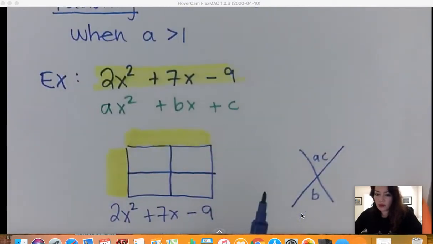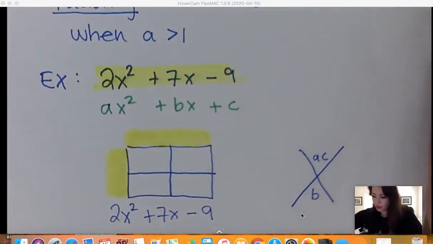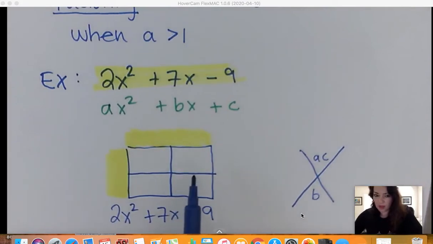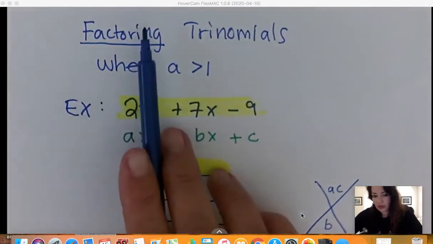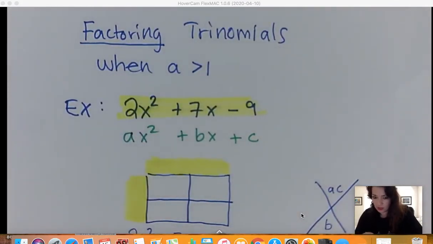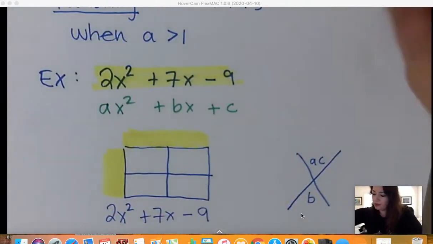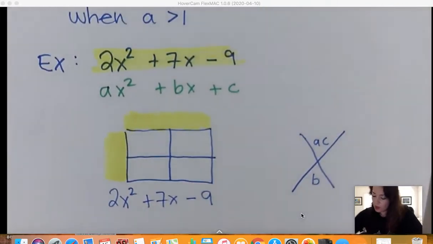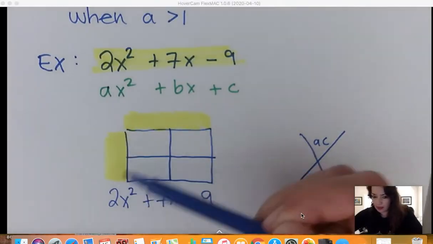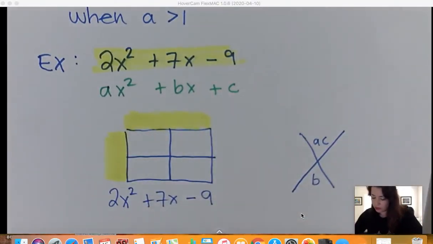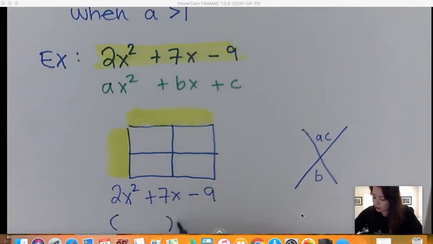So how do I create an area model like we were doing before when we were dividing polynomials? Remember, factoring is the same as division. So if I want to factor this trinomial, I could make an area model where everything in these blue boxes add up to 2x squared plus 7x minus 9, and then the yellow highlighted are my factors. So I'm going to end up with factors here that when I distribute it will result in the bottom row.